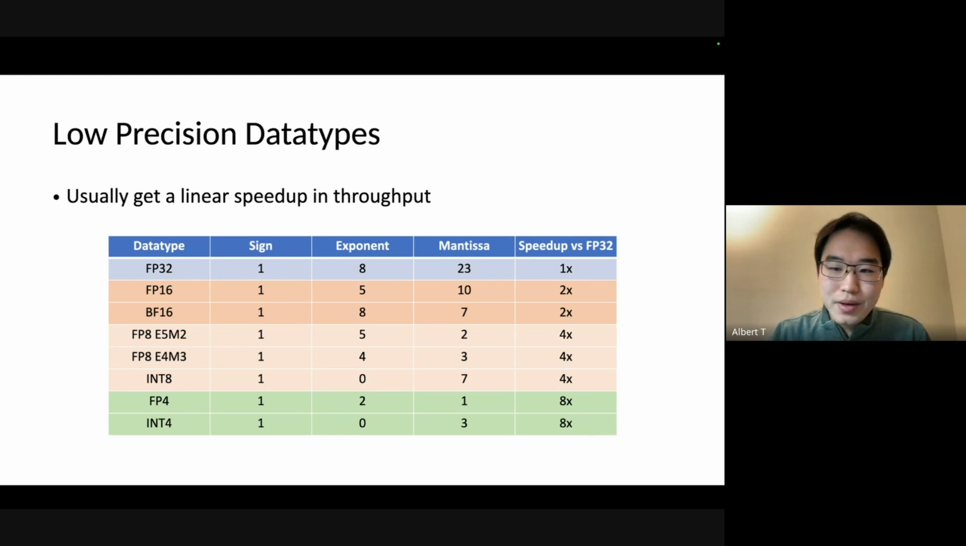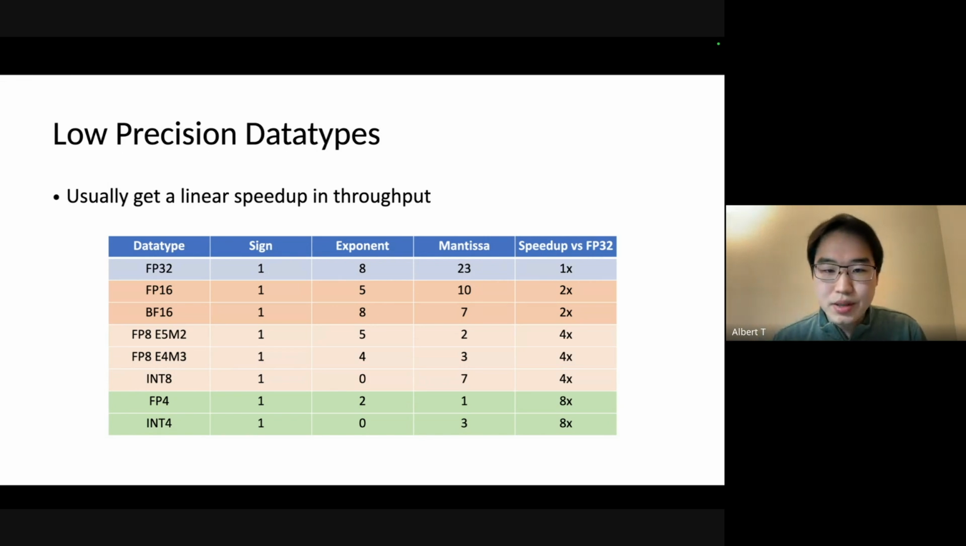Here's a chart. This speedup bar is kind of a lie on NVIDIA because FP32 uses CUDA cores and everything else uses tensor cores, and the tensor cores are just much faster than CUDA cores. But theoretically, the 16-bit numbers are twice as fast as the 32 data types. The 8-bit ones are 4 times faster, and the 4-bit ones are 8 times faster.